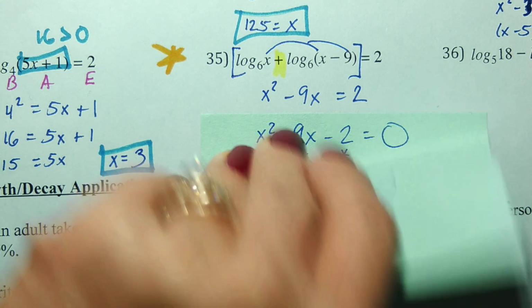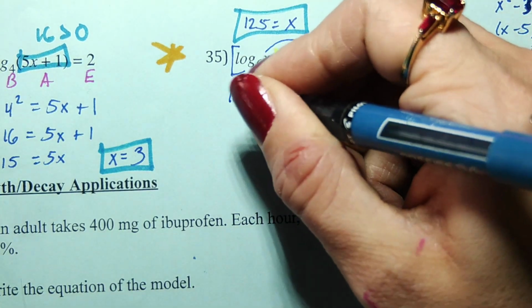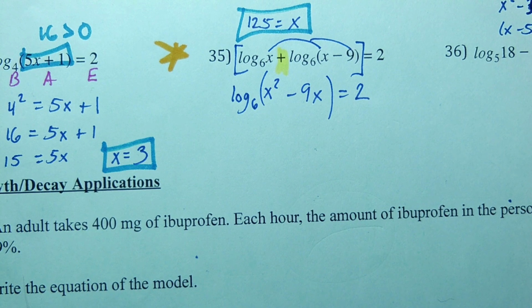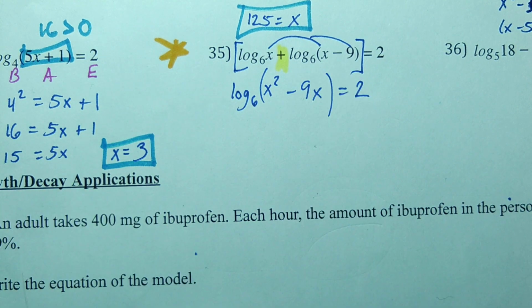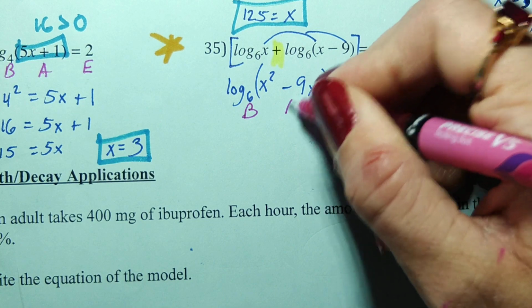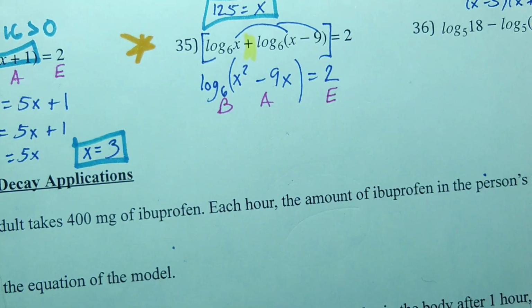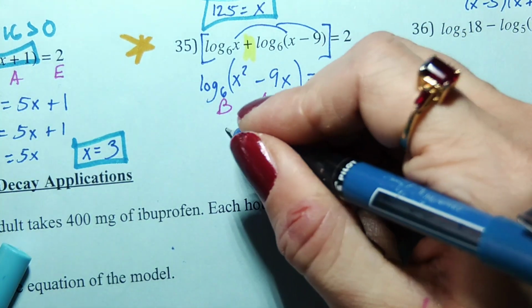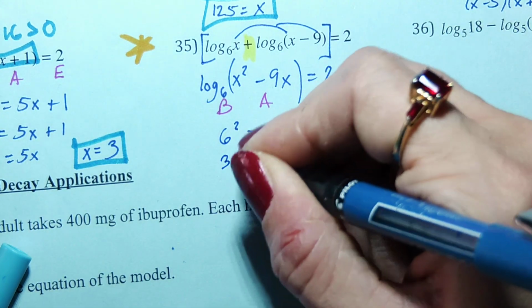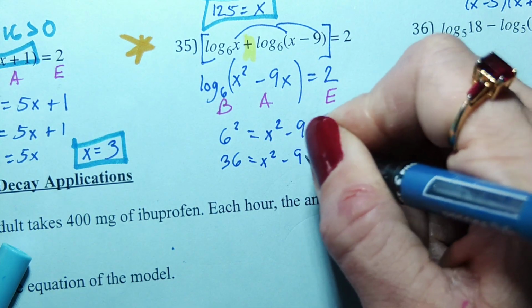If you're like, what's the big deal? That log 6 affects how the rest of the problem goes, because I can't set that stuff equal to 2 because I don't have a log to cross off on the right side. Now that this is a 1 log equation, what do we do? Big animal ears. So now that 6 gets in on the mix. 6 squared equals x squared minus 9x. 36 equals x squared minus 9x.